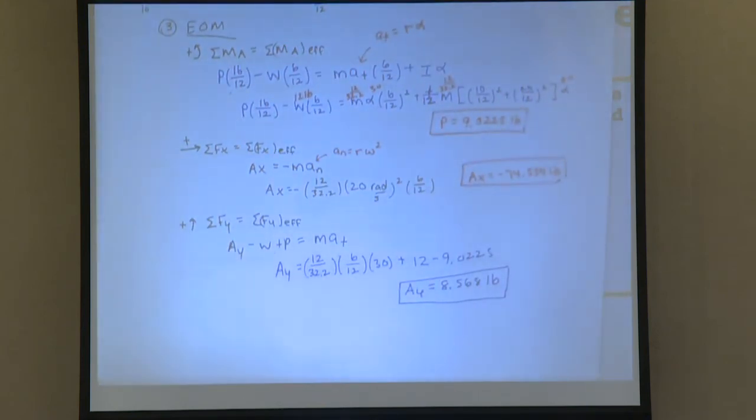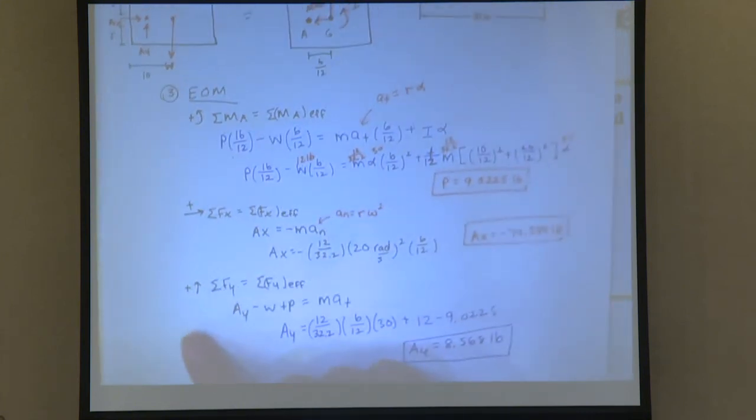Any questions about that one? Basically, for these problems, draw your free body diagram, draw your kinetic diagram, write the equations of motion, solve. Be very careful with your signs. That's why I always recommend, whenever you're solving for your EOM, draw which direction you're saying is positive.